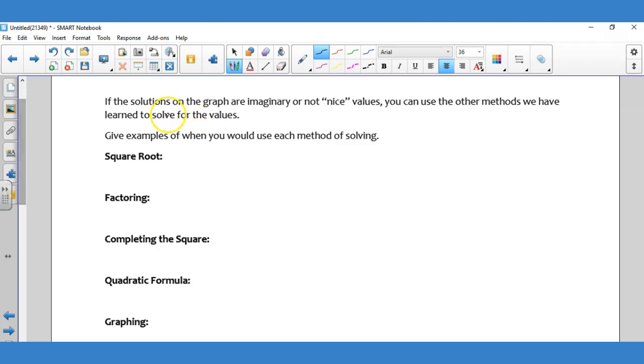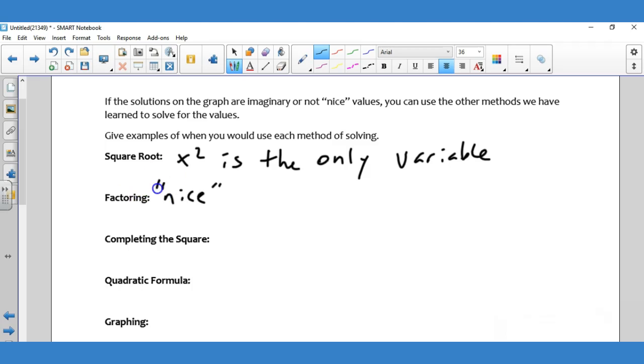The last thing I want to talk about is if a solution of a graph is imaginary or not nice values, you can use other methods we have learned to solve for the values. For square root, guys, use the square root method if x squared is the only variable. Factoring, use factoring when it's nice, or pretty factors.